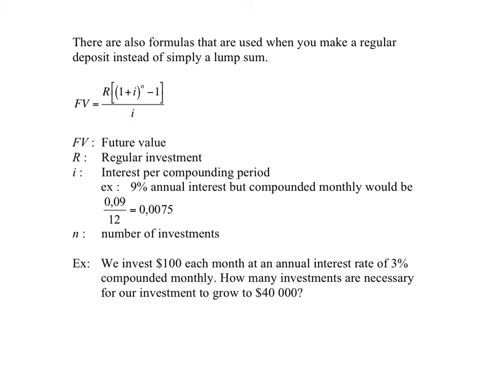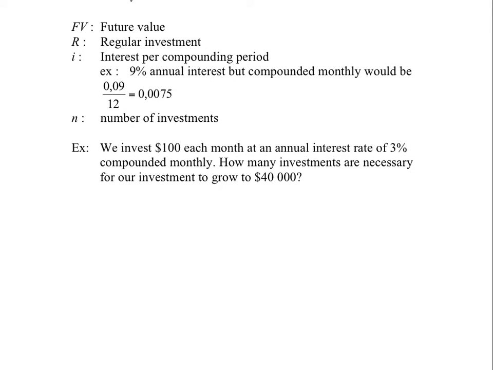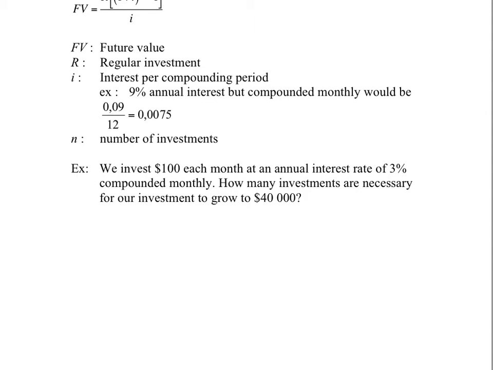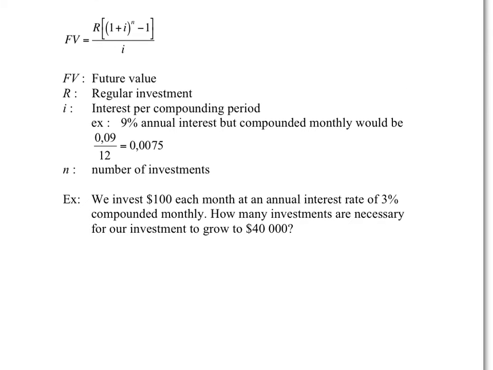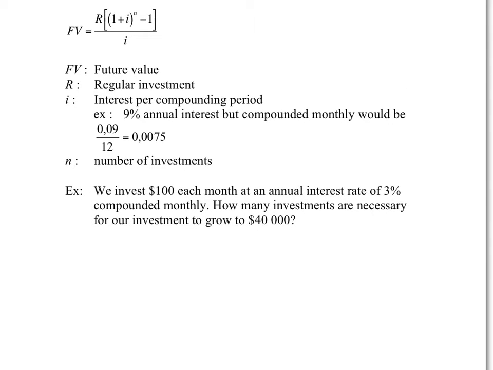Okay, so let's say we invest $100 each month and an annual interest rate of 3% compounded monthly. How many investments are necessary for investment to grow to $40,000? Okay, well, again, I'm just going to use this formula, pretty straightforward. I'm looking for the future value of $40,000, so that's a given value in the formula. So you have $40,000 equals to R, which is $100, which is our investment per month. And then bracket 1 plus I. Well, I is 3%, right?